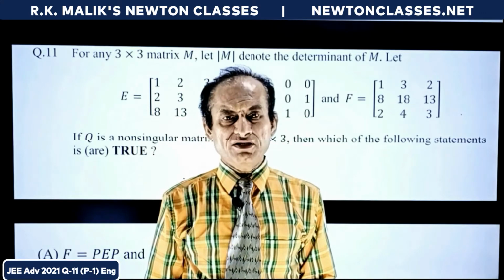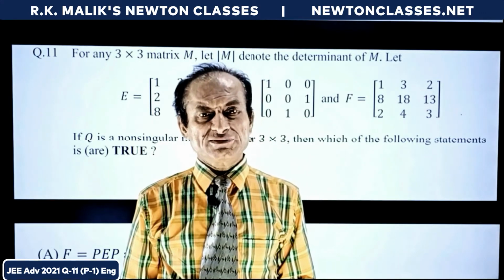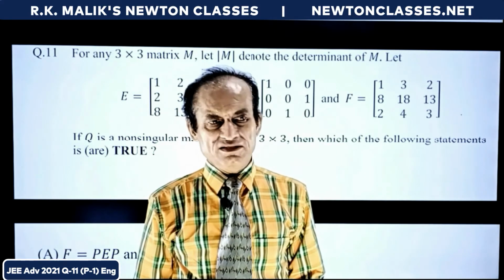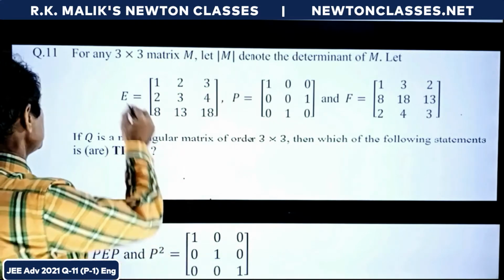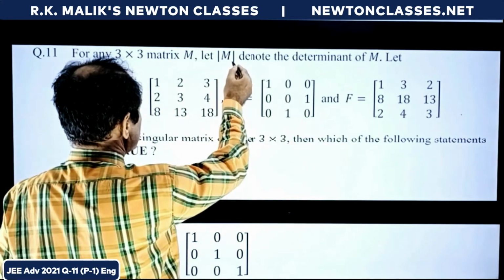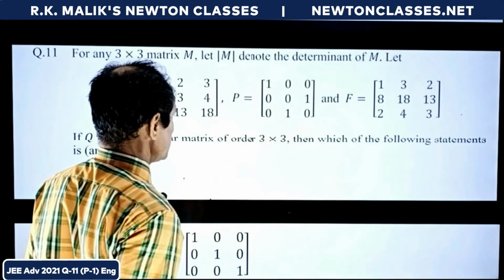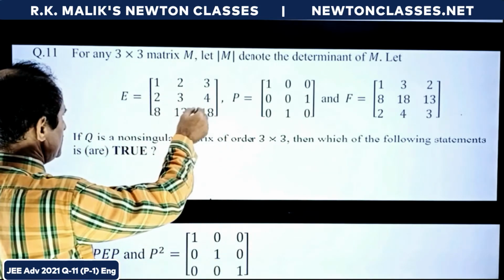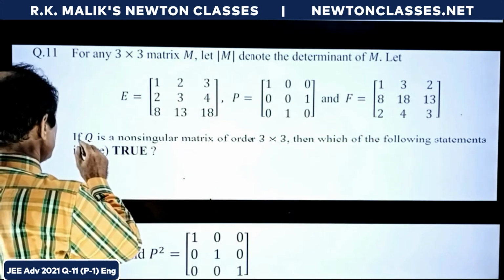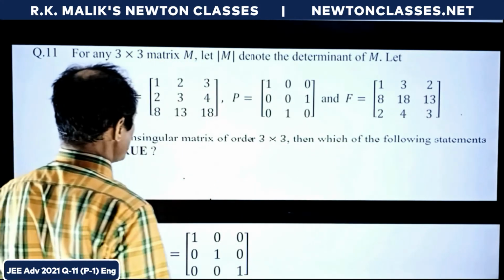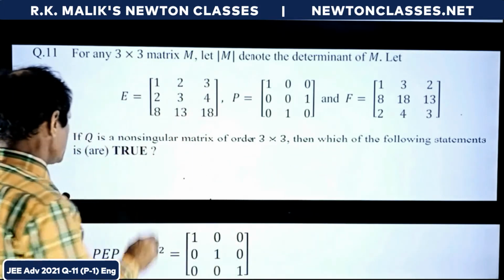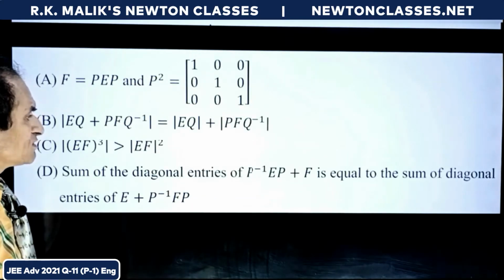So far you must have seen all my solutions are always simple, easy to understand and short, and keeping this trend in this question also. In this question it is given that for any 3 by 3 matrix M, let M bar denote the determinant of M. Let matrix E is this, matrix P is this, and matrix F is this. If Q is a non-singular matrix of order 3 by 3, then which of the following statements is true? You have to find the correct choice.